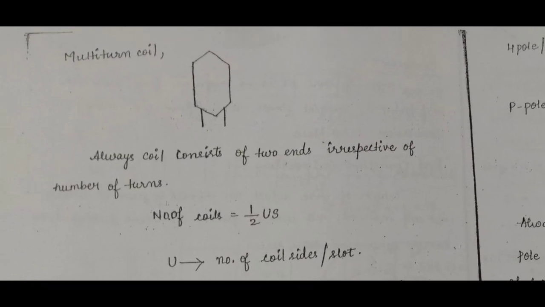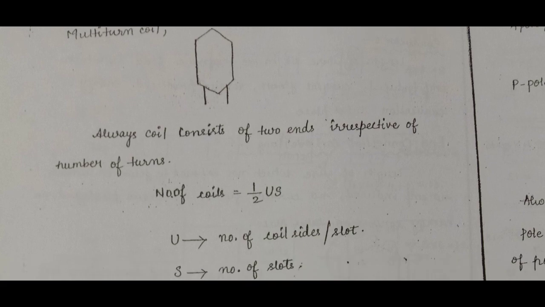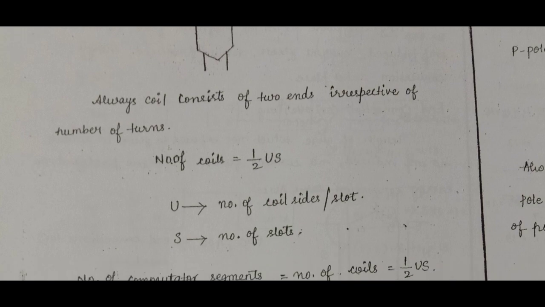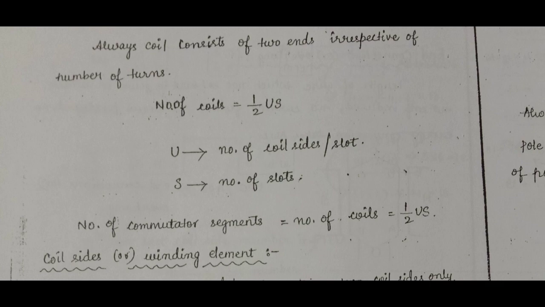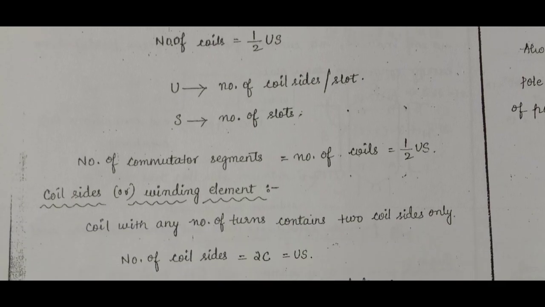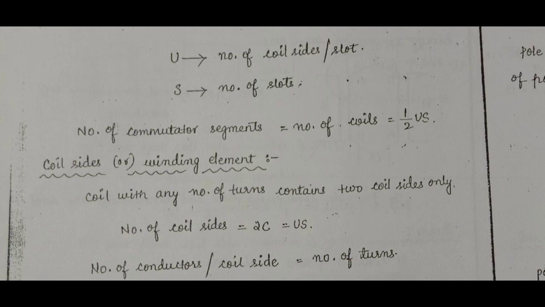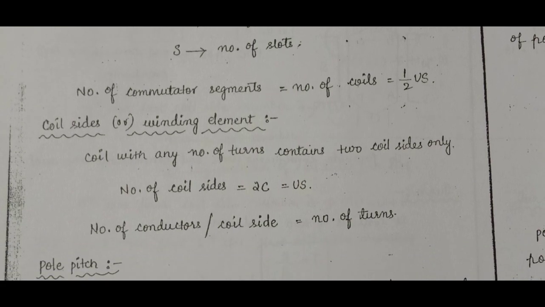This is a figure representing a multi-turn coil. A coil always has two ends irrespective of the number of turns. The number of coils equals 1/2 US, where U is the number of coil sides per slot and S is the number of slots. The number of commutator segments equals the number of coils, which equals 1/2 US.